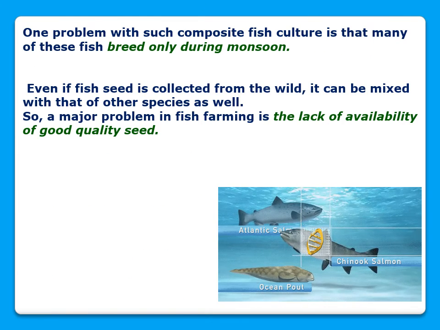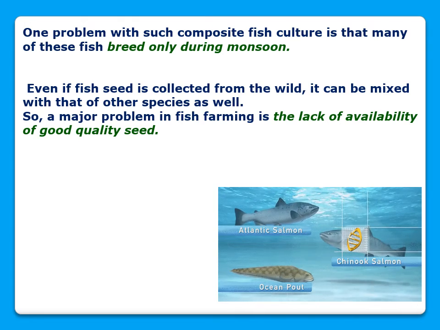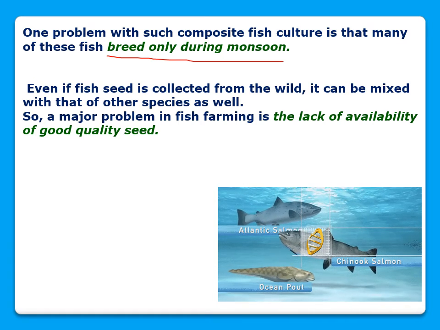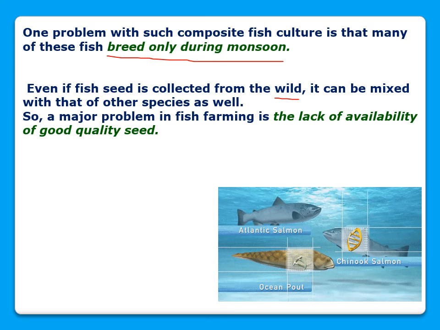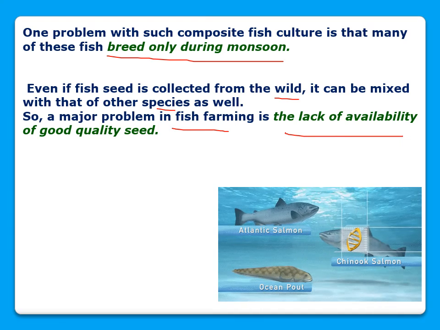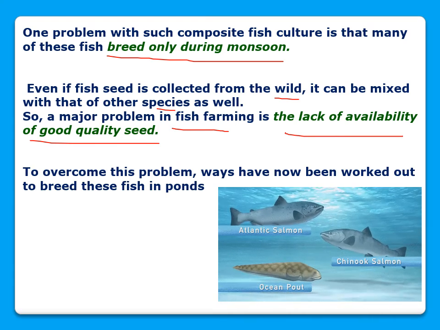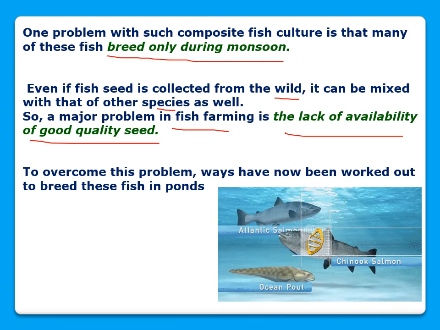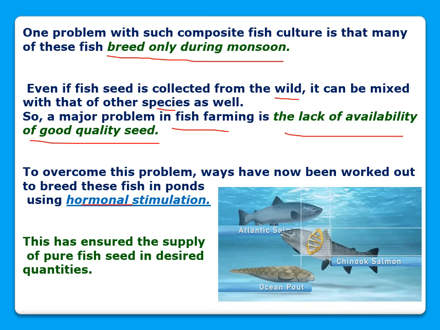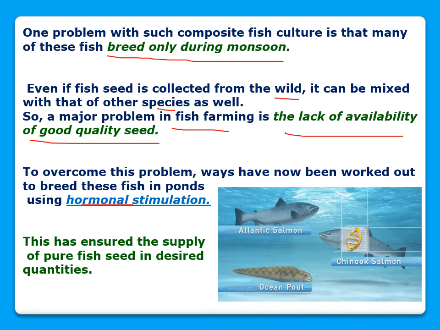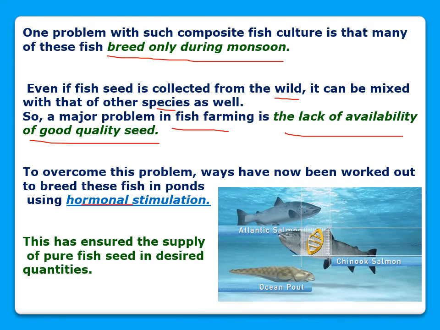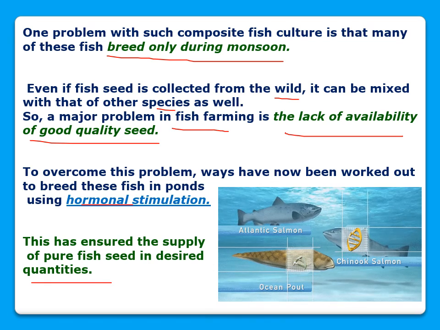One problem with such composite fish culture is that many of these fish breed only during monsoon. Even if fish seed is collected from the wild, it can be mixed with that of other species as well. So, a major problem in fish farming is the lack of availability of good quality seed. To overcome this problem, ways have now been worked out to breed these fish in ponds using hormonal stimulation. This hormonal stimulation is a technique that has ensured the supply of pure fish seed in desired quantities.